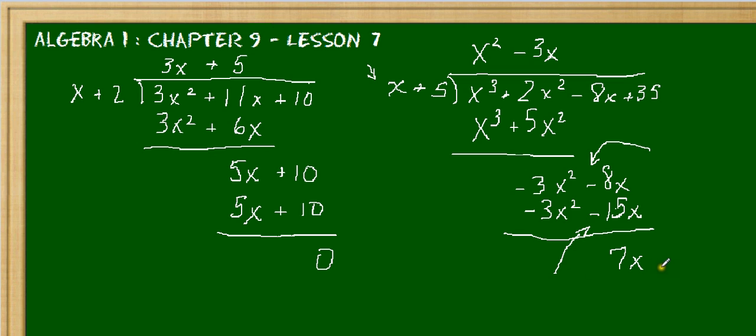So our answer here is 7x, and we're going to bring down our positive 35, and the question is x divided into 7x. Well, that's positive 7, and 7 times x is 7x. 7 times positive 5, again, is positive 35. And we have a remainder of 0. Okay, so our answer here is, well, we take x cubed plus 2x squared minus 8x plus 35 divided by x plus 5. The answer is x squared minus 3x plus 7.